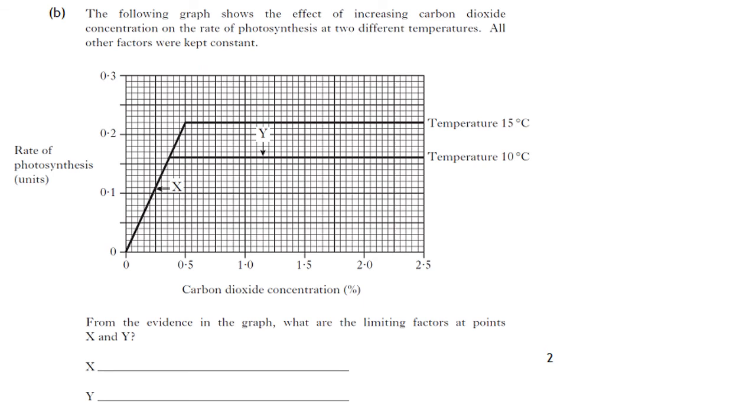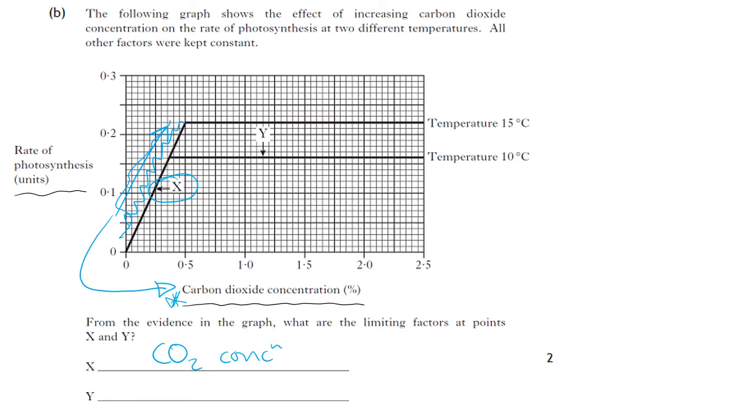Here's our limiting factors graph, okay? So what we've got is carbon dioxide concentration along the bottom, and rate of photosynthesis up the side. So X, what we've got to think about is our rules, right? The rule is, at any point on this line going up, where do I look? I look down. Whatever is on this x-axis, that is what's limiting if it's on the way up. So look at X. Is it on the way up? Yes, it is. So I look down, it's carbon dioxide concentration, okay?